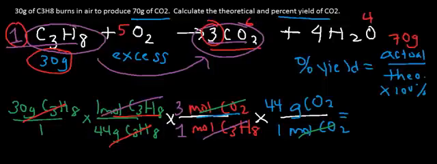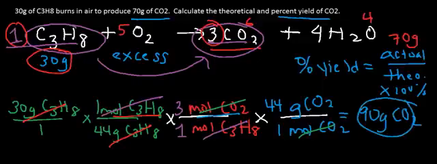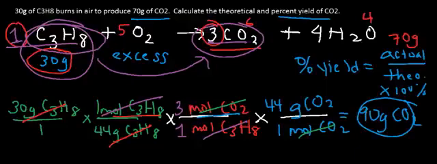So now we can do the calculation. The numbers on top you multiply and you divide by the numbers on the bottom. So 30 divided by 44 times 3 times 44. So this gives us a theoretical yield of 90 grams. What this means is that if all of the 30 grams of C3H8 reacts, the most that we can get, the maximum amount of CO2 that can be produced in this reaction, is 90 grams of CO2. So that's what the theoretical yield means, the maximum amount that you can get.